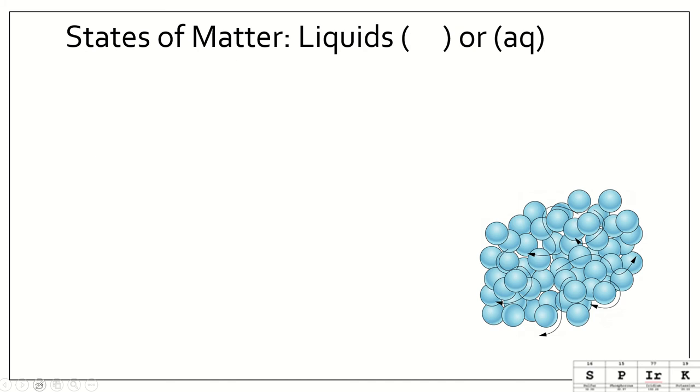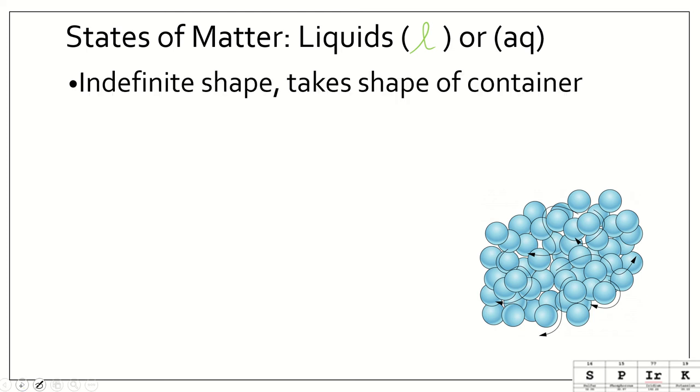The next state of matter is a liquid, which we denote with a cursive l, or aq. Now aq means aqueous, which just means that something is dissolved in water. This is a term that we will define in our next unit, and we will pay close attention to aqueous solutions. Liquids have indefinite shape, which means that they can change. They take the shape of whatever container they're in.